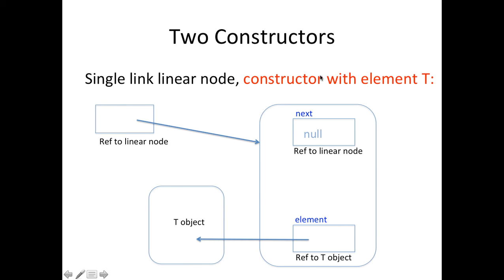If we do pass in the object, then we're going to use a constructor that takes in the T element. And in this case, still our next is initially going to be null until we change that. But here our element actually, instead of being null, contains a reference to whatever this object is.